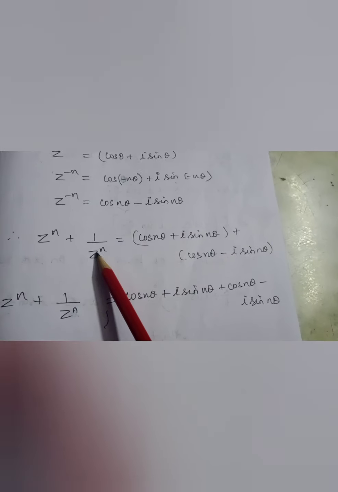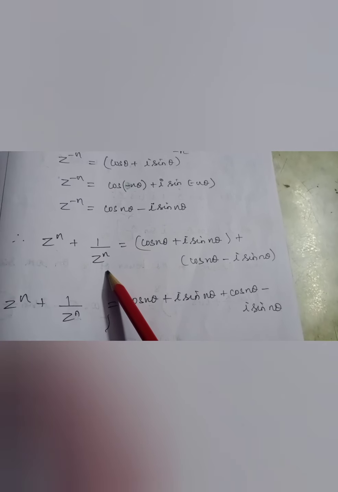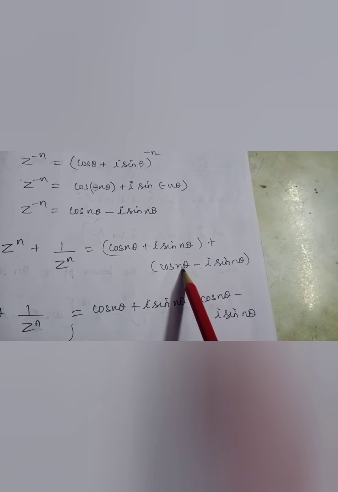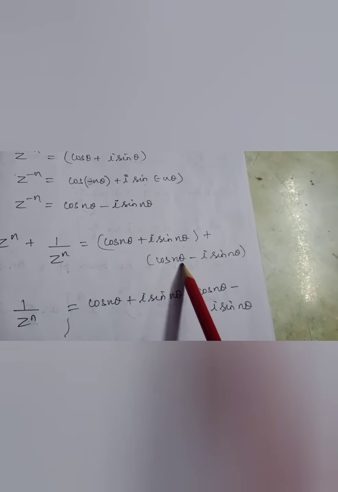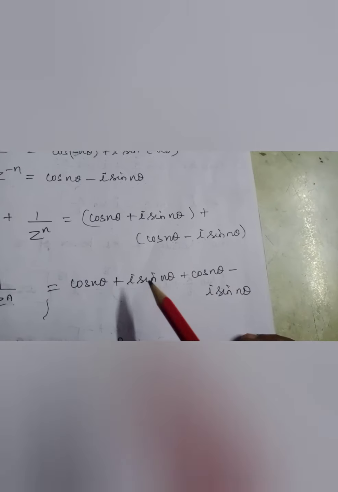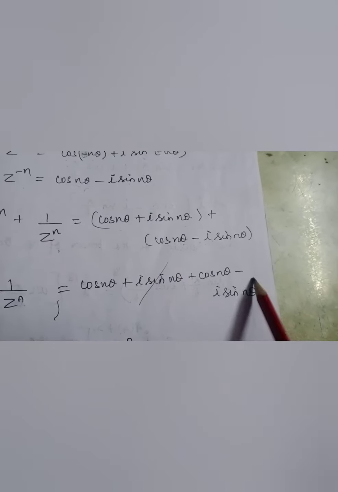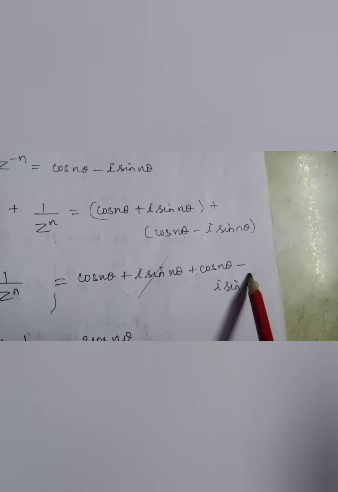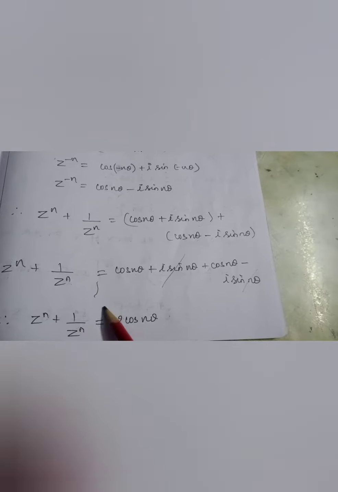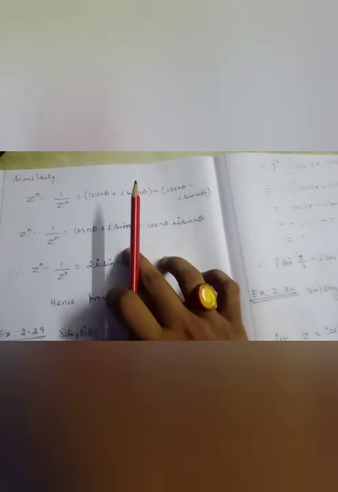So now we will go on with the first one, z power n plus 1 by z power n. Z power n is cos n theta plus i sin n theta, plus 1 by z power n, which is cos n theta minus i sin n theta. So when I am removing the bracket, what happens? My sin and sin get cancelled because this is plus and this is negative. So I am getting 2 cos n theta. So z power n plus 1 by z power n is 2 cos n theta. We will move on to the next one.